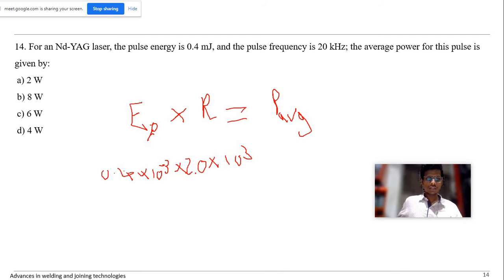This thing will just cancel. 20, 0 and point also cancel. So 2 into 4, 8 points.